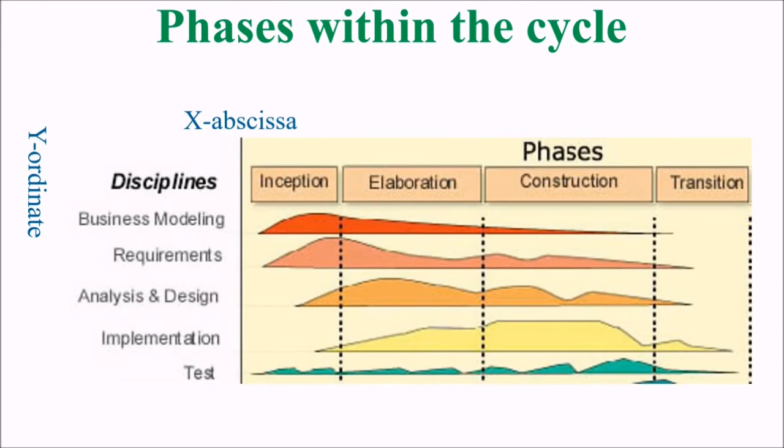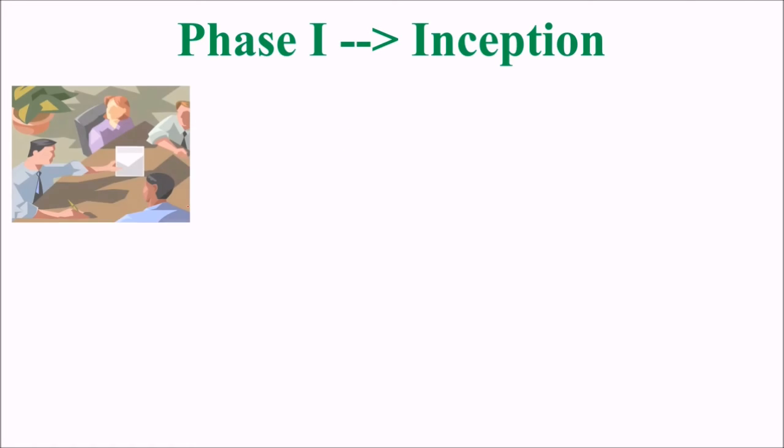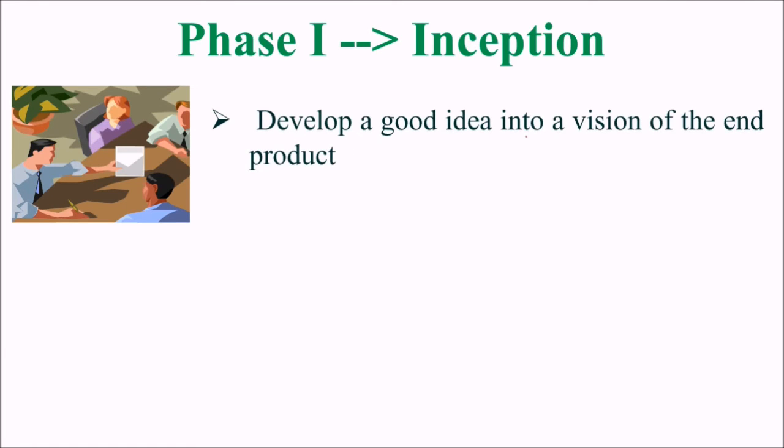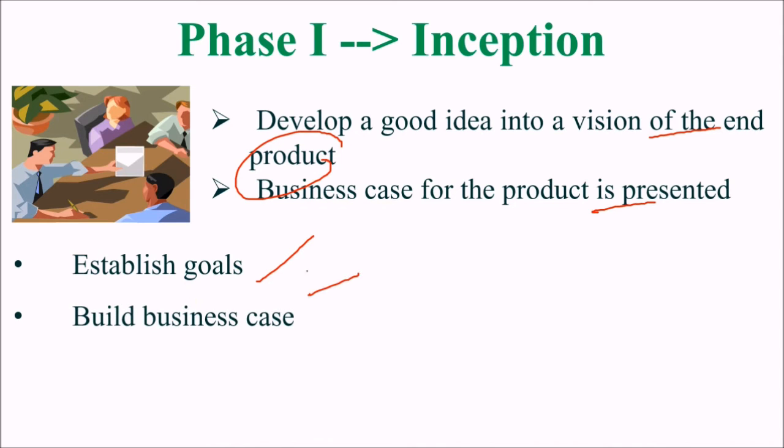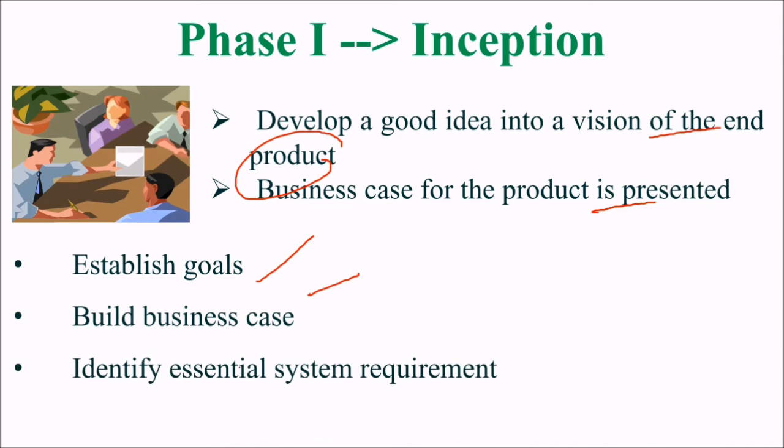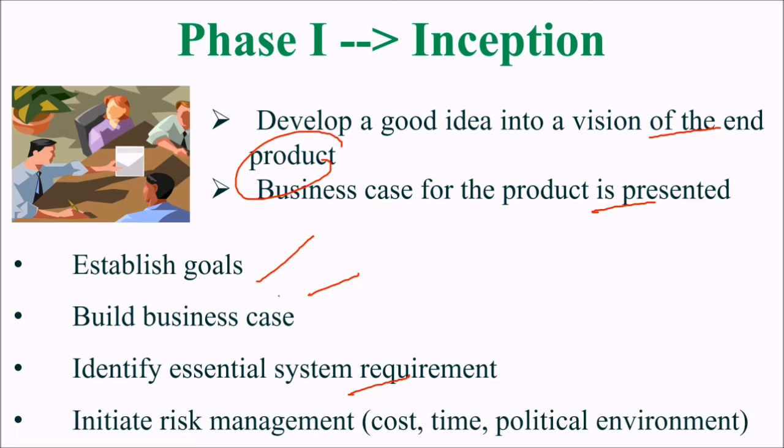What are the phases within the cycle? As we just saw, these are the phases within the cycle. Phase 1 is inception. That is, we develop a good idea into a vision of the end product. Then the business case for the product is presented, and we establish the goals, build the business case, identify essential system requirements, and then initiate risk management, with respect to the cost, the time and the political environment.